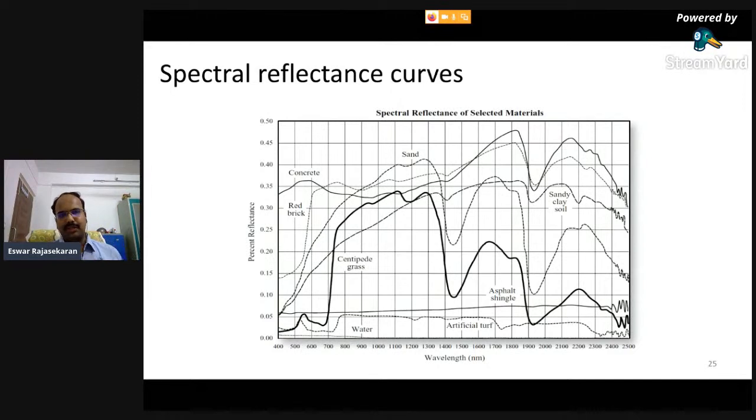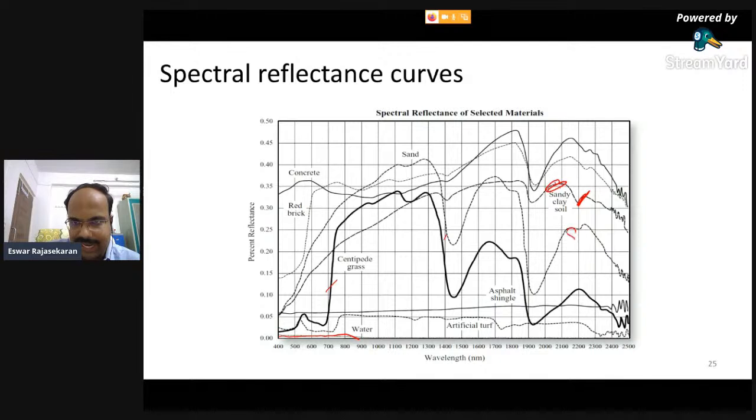Like here, I am showing you in this particular slide. There are multiple objects. Water is there. This small dotted line on the bottom is the curve for water. This dark black line is for the grass, and this line is for sandy clay soil.